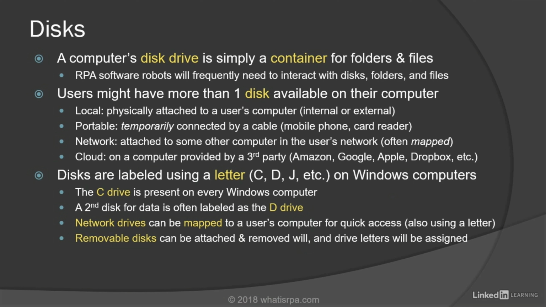The C drive is present on every Windows computer. That's usually where the operating system is installed. A second disk for data is often labeled as the D drive. Network drives containing shared files can be mapped to a user's computer for quick access. And of course, this would also use a letter like J or L or K and so on. Removable disks can be attached and removed at will, and drive letters will automatically be assigned to those disks when they are connected. And they might not always get the same letter each time you connect and disconnect them.